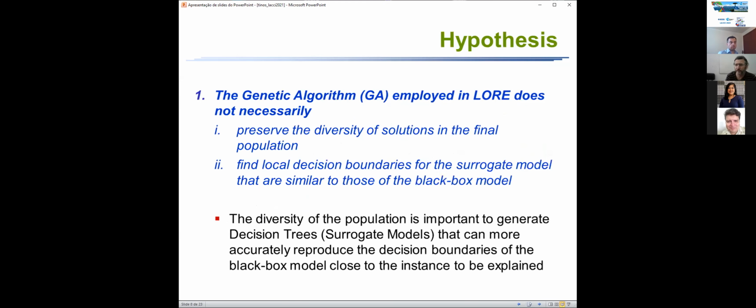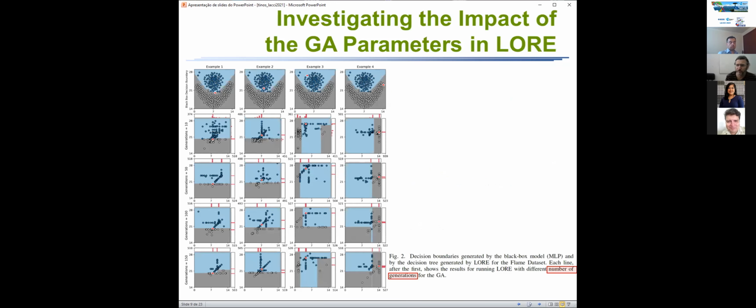So our first hypothesis in this work is that the genetic algorithm employed in LoR does not necessarily preserve the diversity of the population. So the authors are using a small number of generations in order to have better diversity. But the problem with this idea is that by using a small number of generations, we don't have time to optimize the decision boundaries enough. So we test this hypothesis in some experiments.